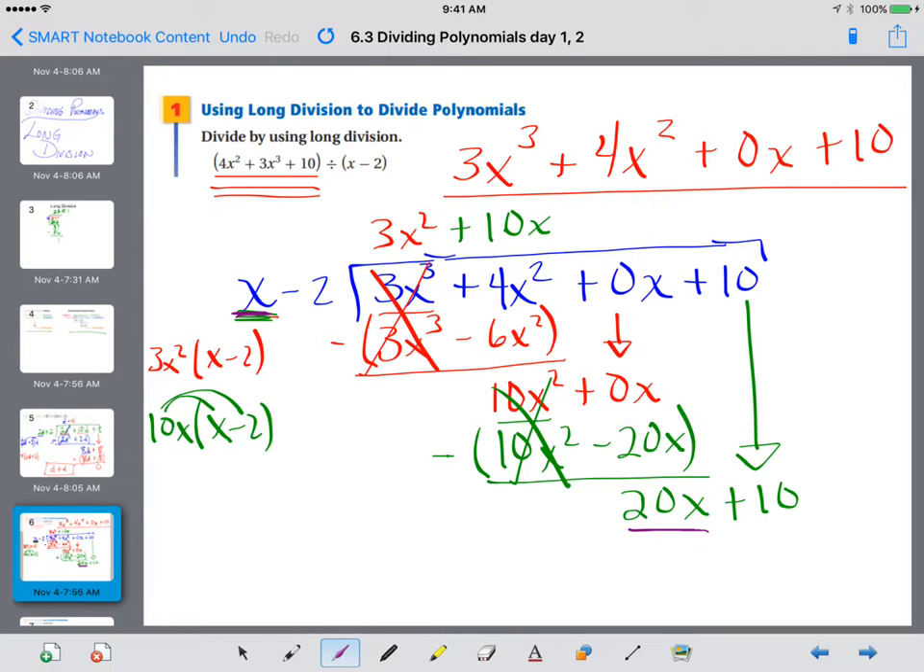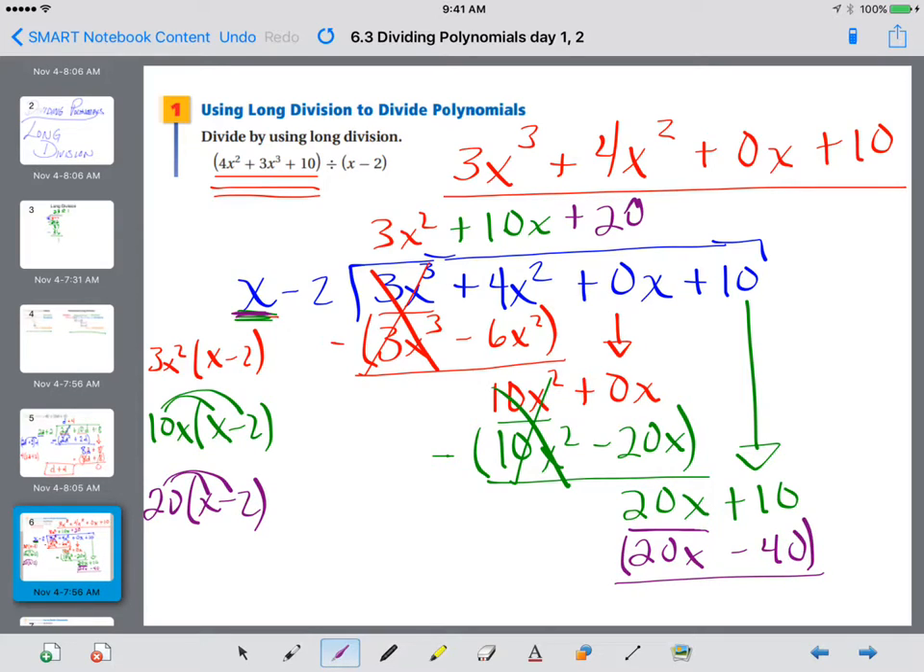Well, 20. 20 times x is 20x. So now I've got to multiply 20 times the x minus 2, that whole quantity up front. So 20 times x gives me my 20x, and 20 times negative 2 is negative 40. Put parentheses around it so that we can subtract the whole quantity. So 20 minus 20, that goes away. Great. 10 minus a negative 40 is actually a positive 50. So here is my remainder.